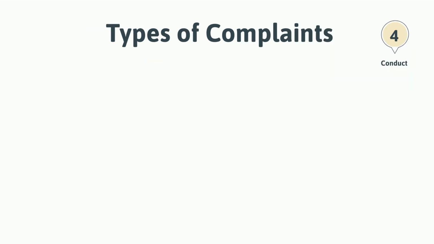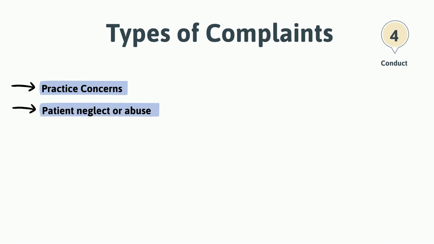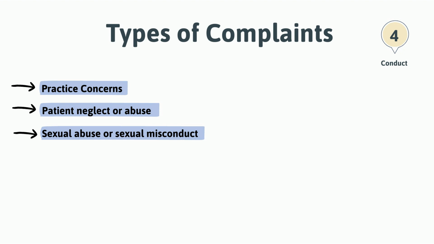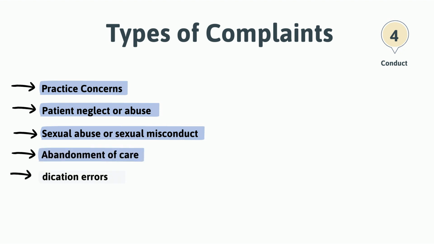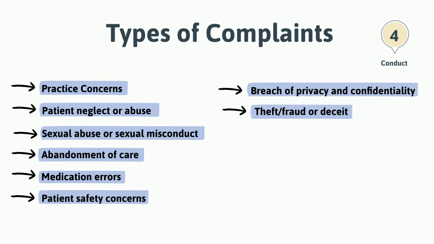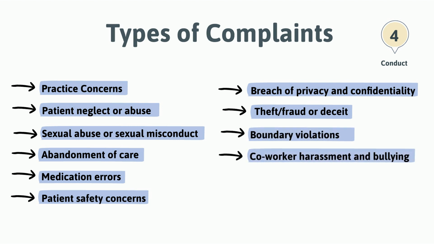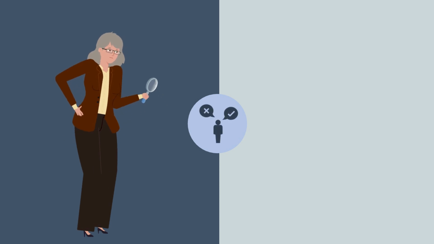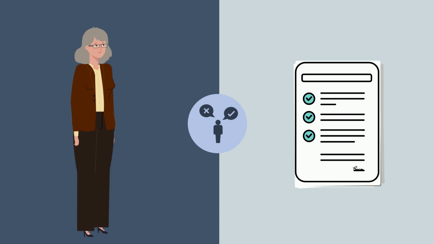Examples of unprofessional conduct include, but are not limited to, practice and competency concerns, patient neglect or abuse, sexual abuse or sexual misconduct, abandonment of care, medication errors, patient safety concerns, breach of privacy and confidentiality, theft, fraud, or deceit, boundary violations, and coworker harassment and bullying. When a formal complaint is received, the matter will be investigated. Once a written investigation report is received, the complaints director will review the report to determine if there is enough proof to support unprofessional conduct. A decision is made for every complaint received following the guidelines of the HPA.